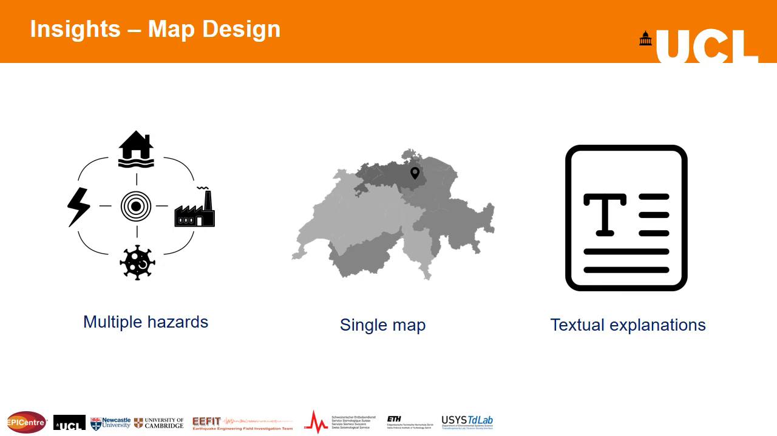So first, regarding the map designs, people prefer that multiple hazards are combined on one app, not only natural hazards but also anthropogenic and technical hazards. Then they prefer that the information about the different hazards is combined on one single map, and not on separate maps, and the map should be combined with textual explanations which allow them to better understand the information that is provided.